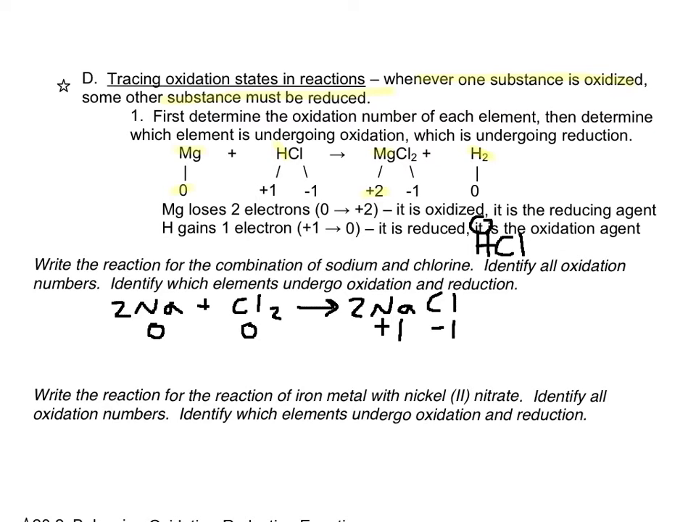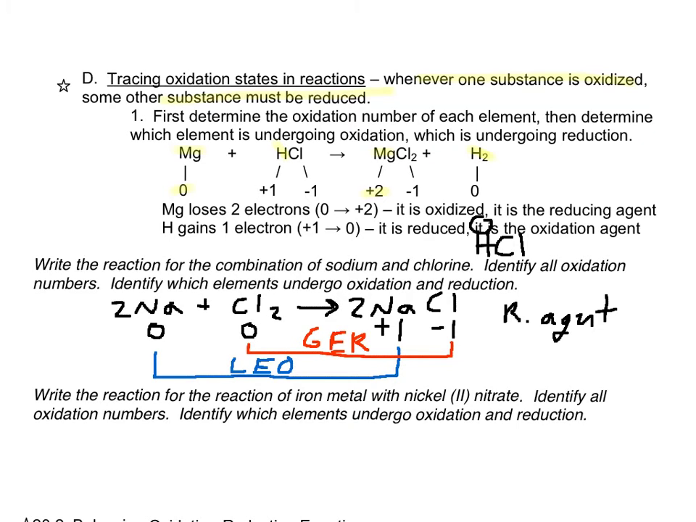Once you have this, you can trace what happens to their oxidation states. So if I trace what's happened here, sodium goes from 0 to +1, so it has lost electrons, so it was oxidized, and chlorine has gone from 0 to -1, so it has gained electrons, so it was reduced. Since chlorine is the one that was reduced, the thing that forced it to be reduced was sodium, the thing that reacted with it, and so sodium is our reducing agent. And since sodium was the one that was oxidized, chlorine was the one that reacted with it, so chlorine is the thing that forced it to be oxidized. It's our oxidizing agent.